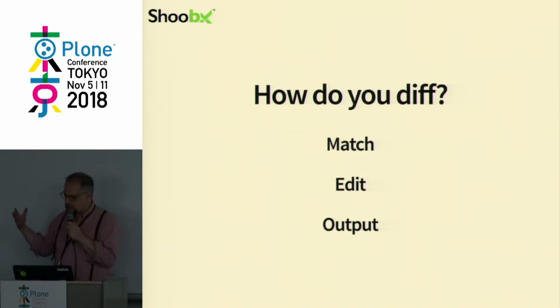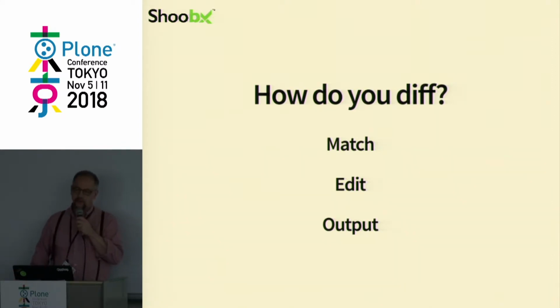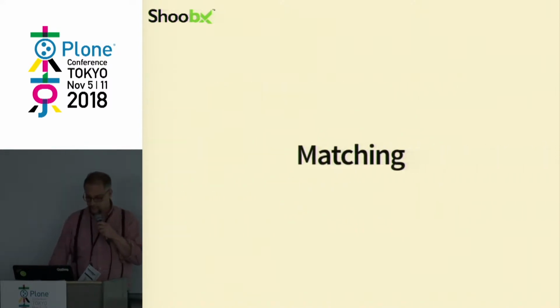So how do you actually diff anything? Before we talk XML, let's look at a simpler case, text files. And there are 3 stages to diffing. First is matching, finding bits that are the same. Then it's edit, making an edit script. I'll explain what that is. And then it's outputting this diff.